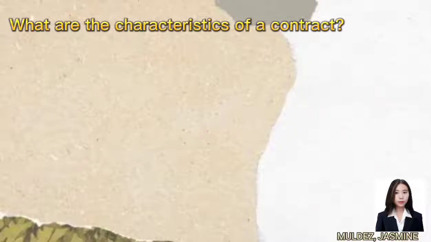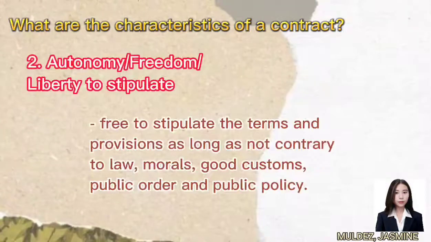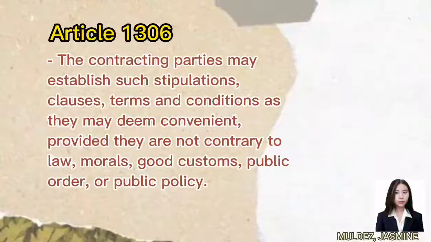The two characteristics of a contract is autonomy, also called liberty of contract or freedom to stipulate in contract. According to Article 1306, ay sinasabing nagbabase ito sa contract ng different parties, ini-establish sa tulong ng stipulation. At ang stipulation ay general term for an agreement, bargain, provision, or condition.